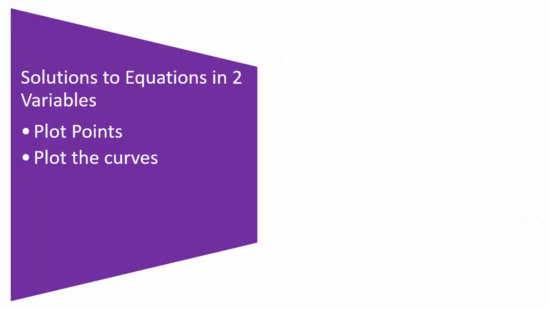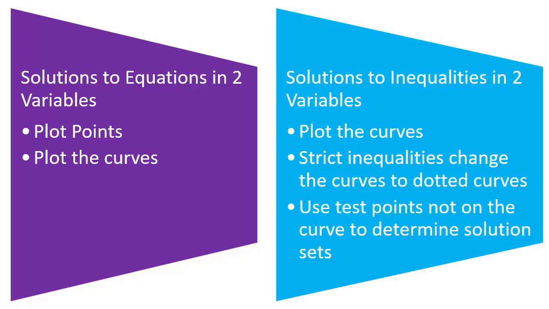So in summary, for solutions to equations in two variables, plot points and plot the curves. That will give rise to a function or relation. And then to do inequalities in two variables, we take the curve and make it dotted or keep it solid, depending on whether it's a strict inequality or not, and then use test points to determine which points belong to our solution set, and then shade the appropriate region.